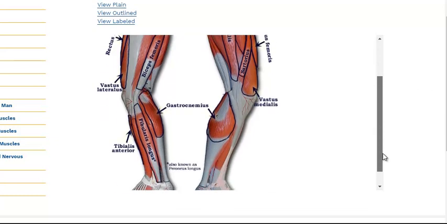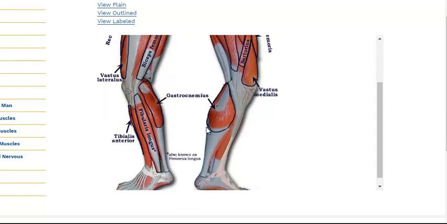The gastrocnemius, here it is, and you all know the name of this particular tendon. It goes from the gastrocnemius down to the calcaneal bone, right there, and that is your Achilles tendon. Achilles tendon.